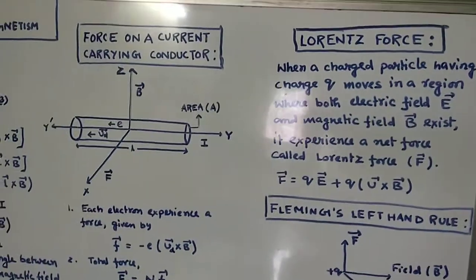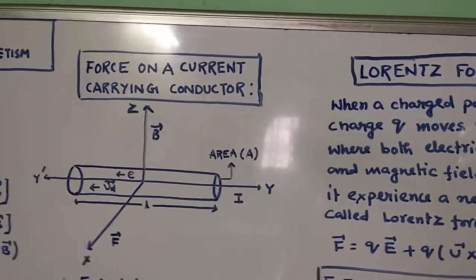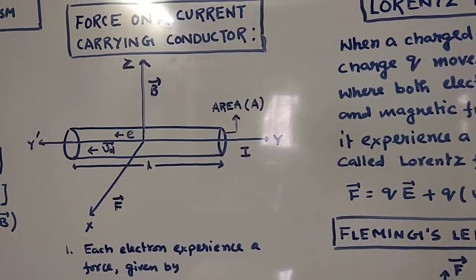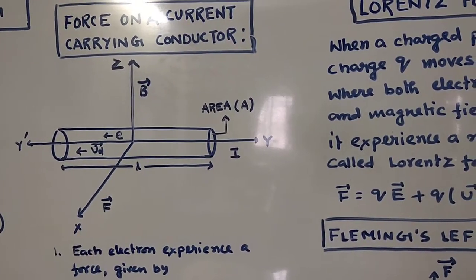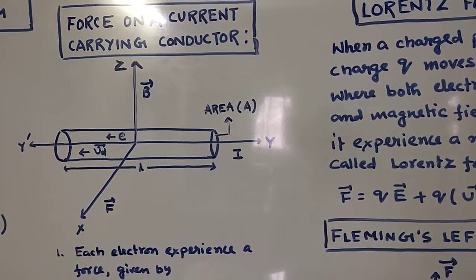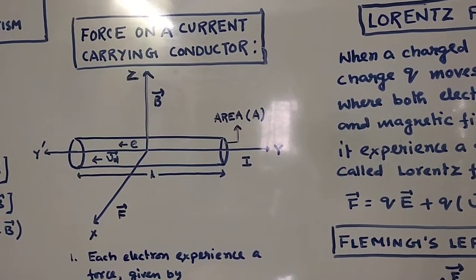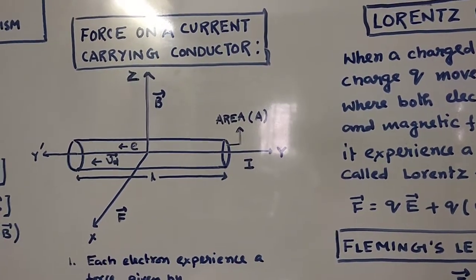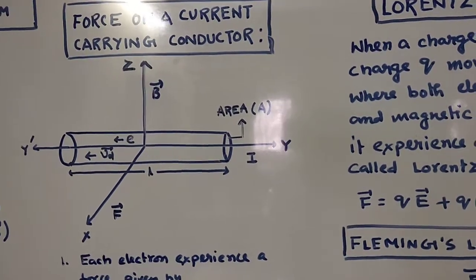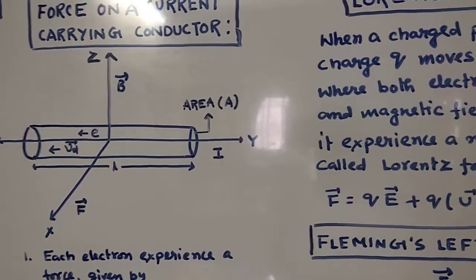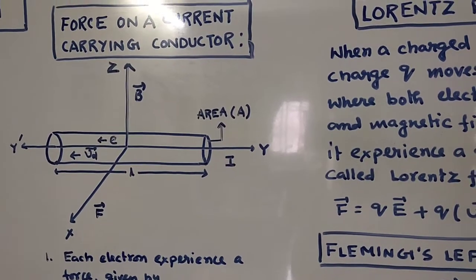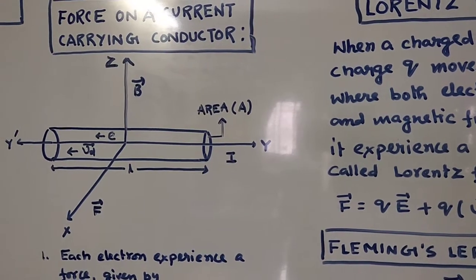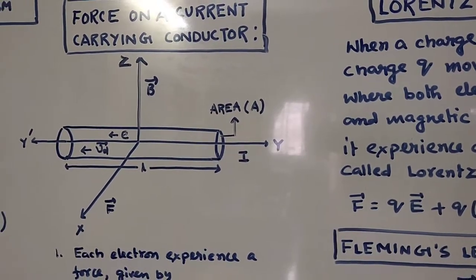Now the next topic is very important: force on a current carrying conductor. Here we are considering a conductor of length L, and the conductor has free electrons. The electron is moving with the drift velocity v_d along y'. The electron is a negative charge, so opposite to the direction of the negative charge there is a current, so the current is along the positive y-axis. And the magnetic field is in the z direction. So current is along the y direction and magnetic field is along the z direction.